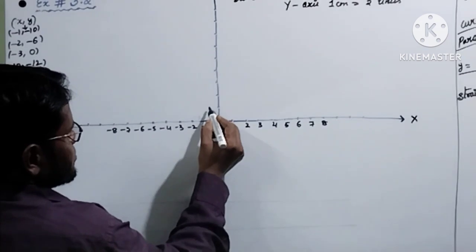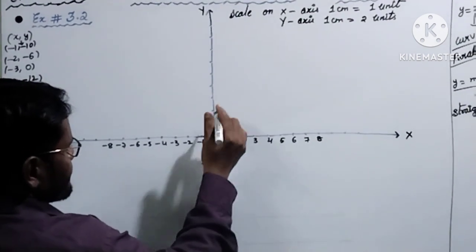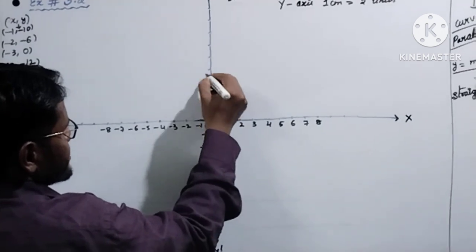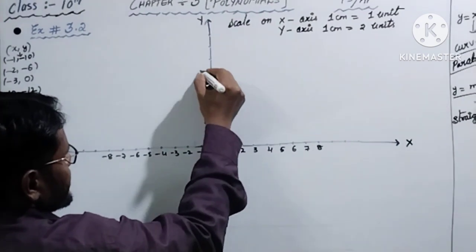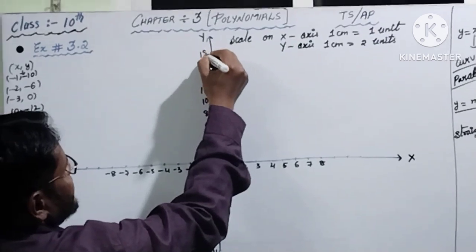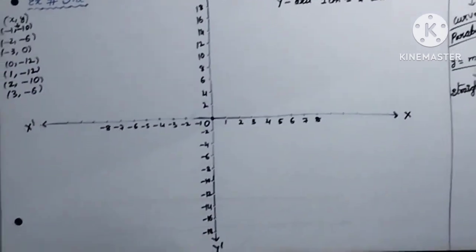And these are all positive, means plus 2, plus 4, plus 6, plus 8, 10, 12, 14, 16, 18, 20, 22, leave it.